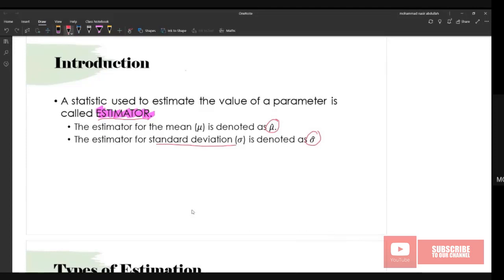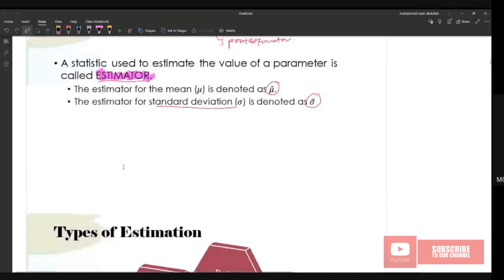The estimator for mu, the population mean, is x bar, and the value of the x bar is 1.43. This is what we call a point estimate. So this is the estimator.